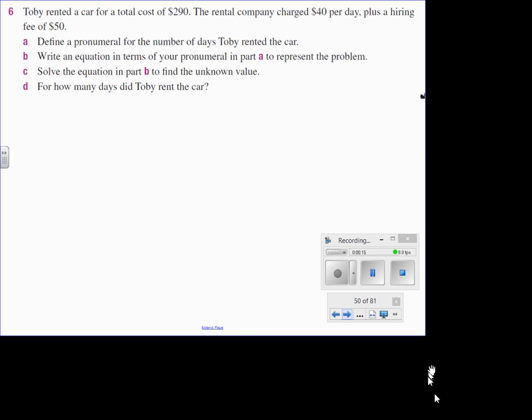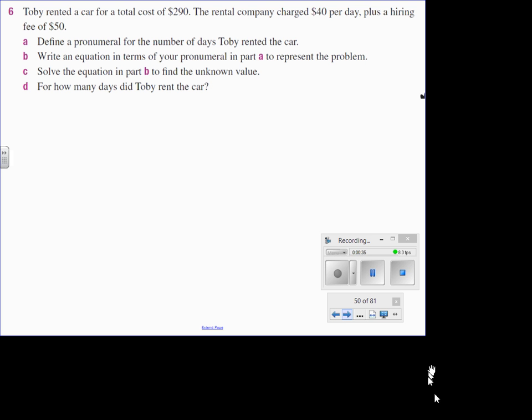So the first example comes from your textbook. It's number 6, so you don't have to write down the whole thing. But let's highlight some words together. And you can highlight them in your textbook if you'd like to. So pause here and go get your textbook if you don't have it in front of you. It says Toby rented a car for a total cost of $290.